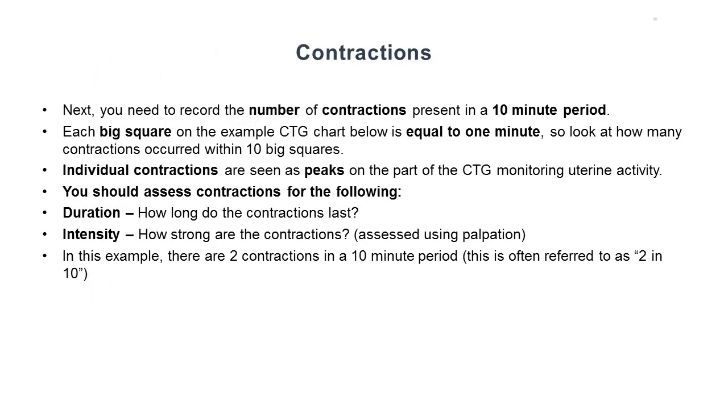Contractions. Next, you need to record the number of contractions present in a 10-minute period. Each big square on the example CTG chart below is equal to 1 minute, so look at how many contractions occurred within 10 big squares. Individual contractions are seen as peaks on the part of the CTG monitoring uterine activity. You should assess contractions for the following. Duration, how long do the contractions last? Intensity, how strong are the contractions? Assessed using palpation. In this example, there are 2 contractions in a 10-minute period. This is often referred to as 2 in 10.